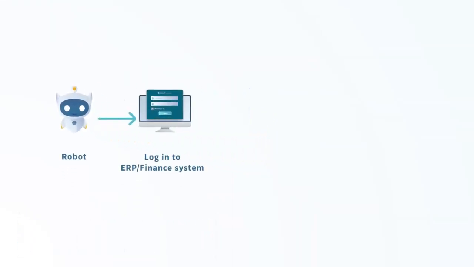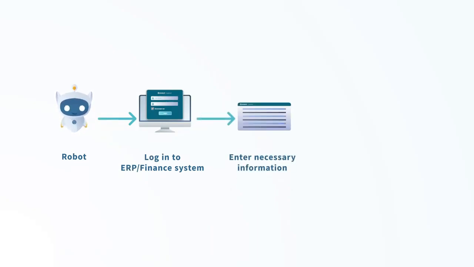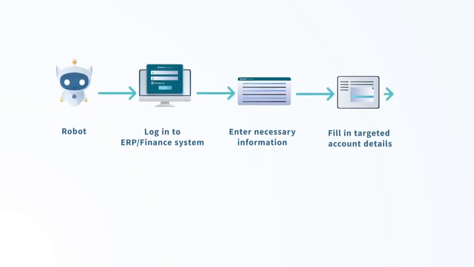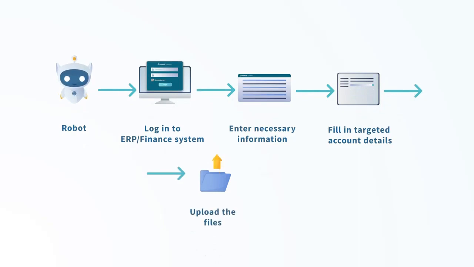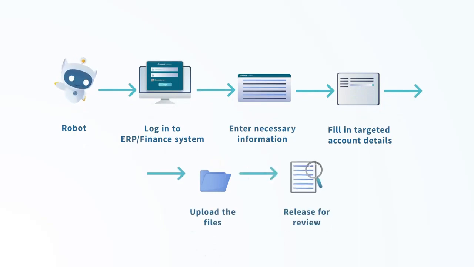The automation will start with the robot logging into the financial software. Go to the Reconciliations Due, enter all the necessary information, select the targeted account, fill in the details, upload the files, run the report, and release it to the human workforce for review.